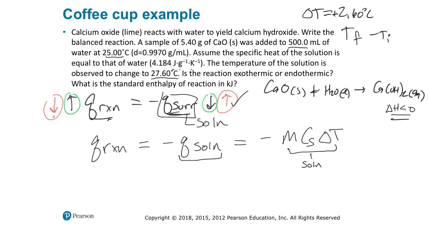So the mass of the solution is everything. So the mass of the solution here is going to be the mass of water. A lot of problems will just give us the mass of water instead of the volume, even though it's easier in the lab to measure the volume. So this example here just needs us to consider the density of water. So we have 500 mL.